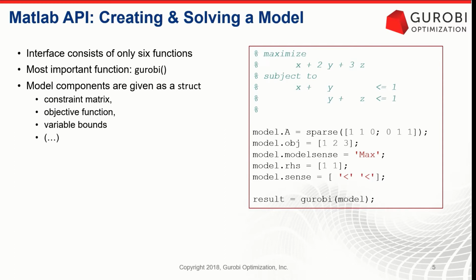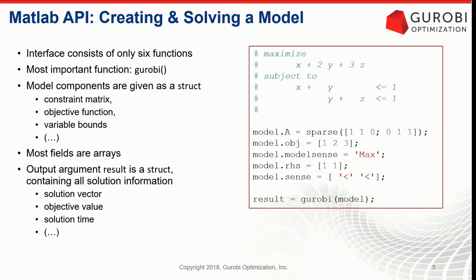What we get back is a variable which we call here result. This again is just a struct and it holds all the solution information obtained from solving the model. Most of the components of either model and result are just structs or arrays themselves, so it's very simple to get an idea of how to use this.